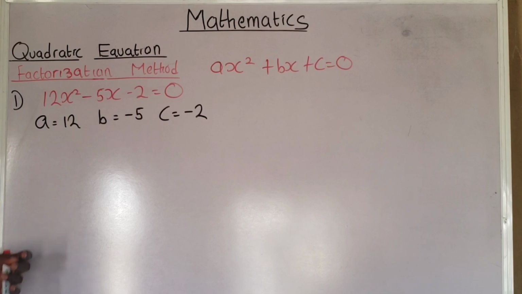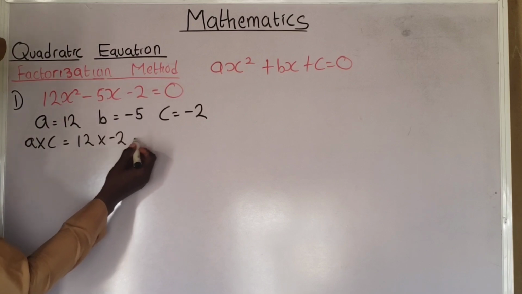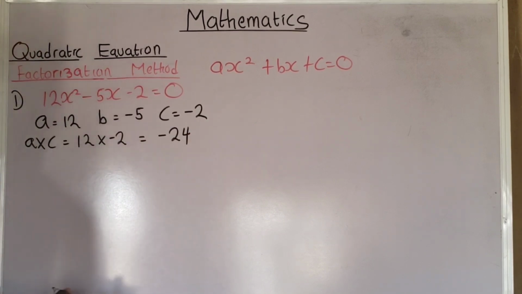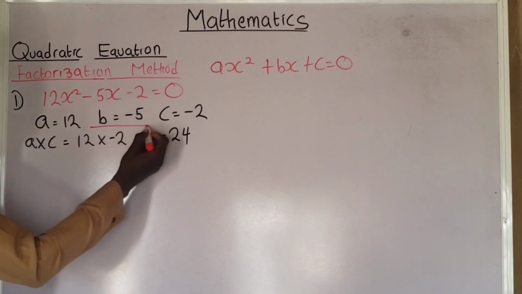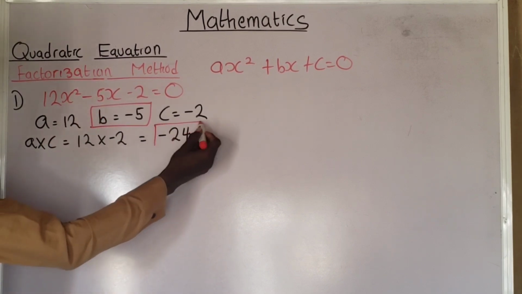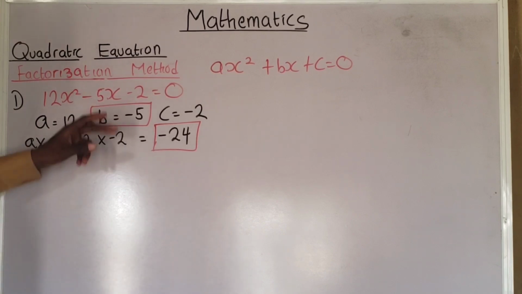So now we first have to take the product of a and c. So a multiplied by c equals 12 multiplied by negative 2, which is negative 24. Now, having taken the product of a and c, we have to think of two numbers such that the product of these two numbers must be equal to negative 24 and the sum of these two numbers must be equal to negative 5. Negative 5 is b and negative 24 is the product of a and c. So what are those two numbers that if I multiply them together, I will have negative 24, and if I sum them together, I will have negative 5?